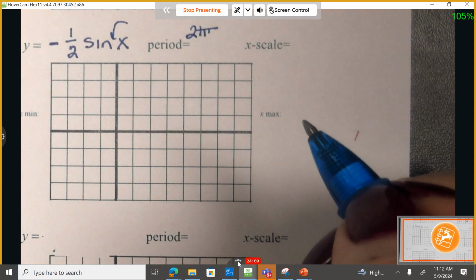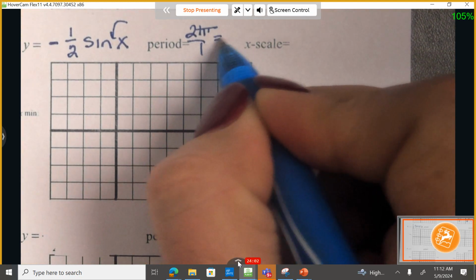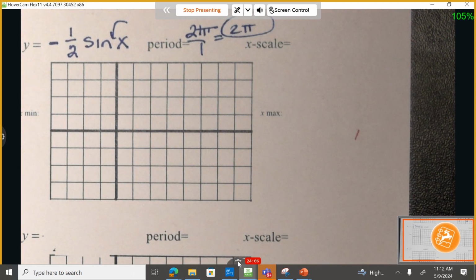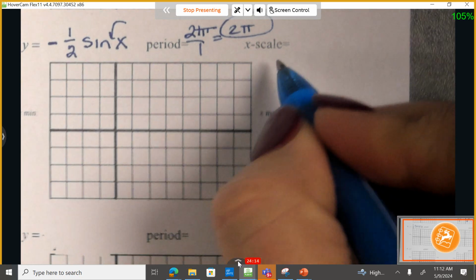What's in front of the x? A 1. Well, 2 pi divided by 1 is still 2 pi. So if you don't have that, please write 2 pi in that position. So that would be like a point on a quiz, even if you graph it wrong. How many of you have 2 pi in that position? Hands up high. Okay, x scale.